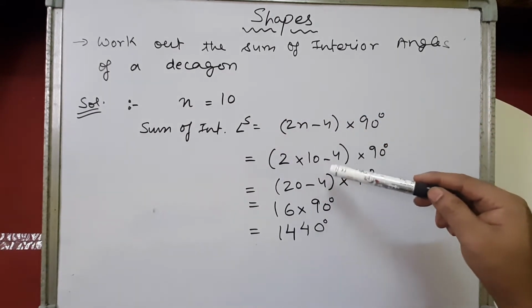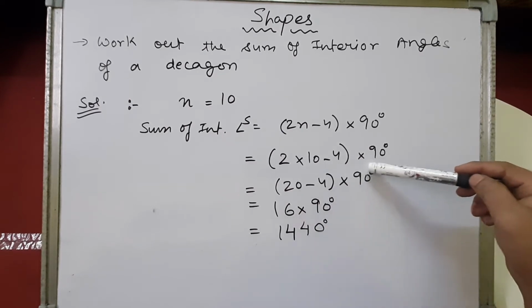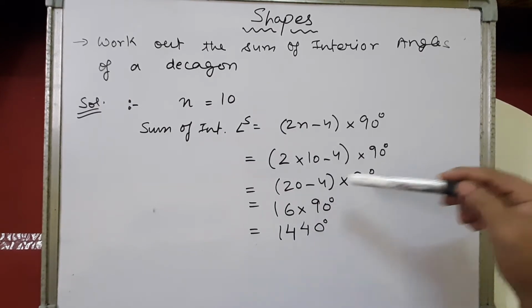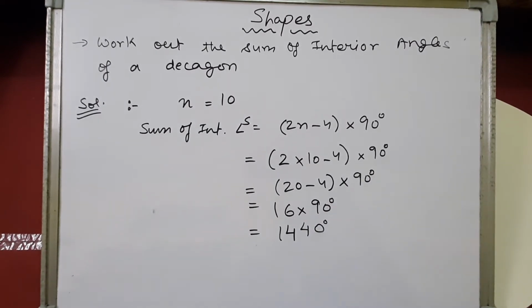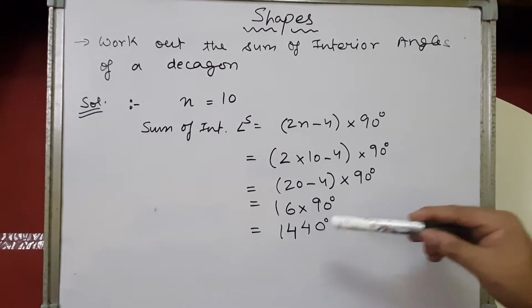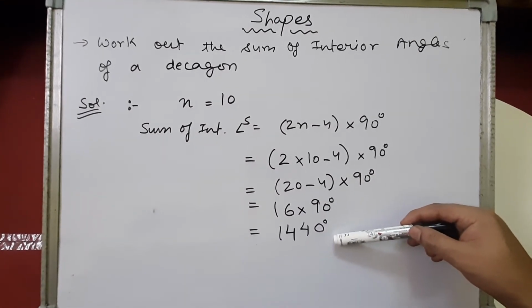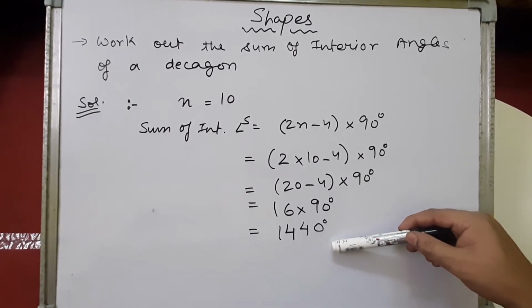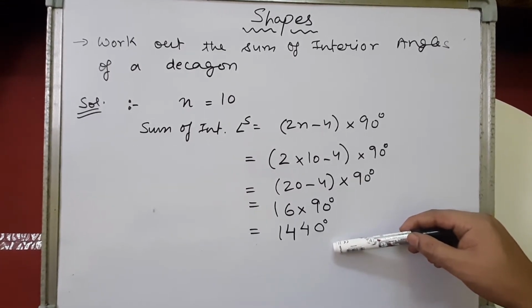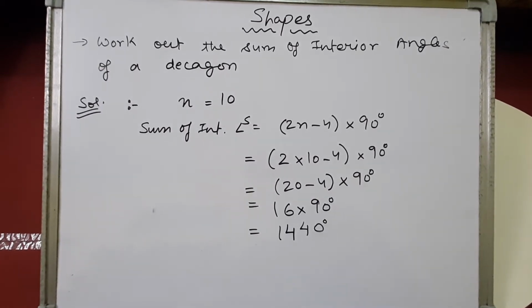When we put n equals 10 here, it will become (2 into 10 minus 4) inside bracket into 90. So it will become 20 minus 4 into 90 degree. Alright, 20 minus 4 is 16. 16 into 90 is 1440 degree. So the sum of interior angles of a decagon will be 1440 degree. Alright children, please note down the solution.